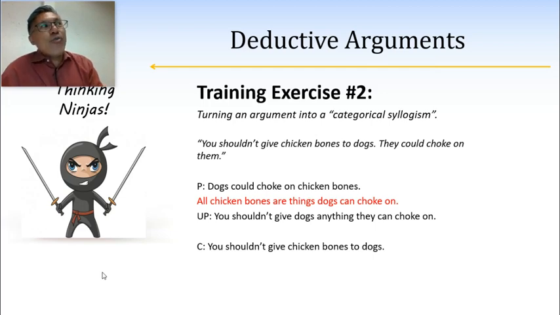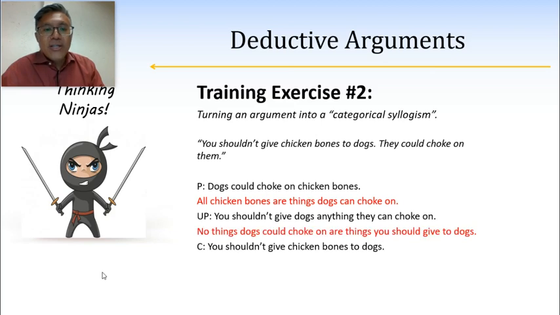The second premise, you shouldn't give dogs anything they can choke on. Okay, how could you phrase that? What could be the two categories, the two terms you use here? What type of claim is it? A, E, I, or O? You shouldn't give dogs anything they can choke on. Well, the shouldn't should tell you that it's an exclusion sort of claim, right? We're excluding a group.